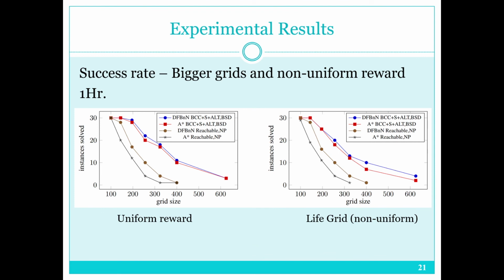The third experiment was on two domains, life grids and uniform road. It was the longest. We limited the solver to 1 hour, and here we wanted to see the number of solved instances for the 4 algorithms. We compare here A star to DFBnB, and we compare no pruning at all and reachable heuristics, the worst heuristic, to our best heuristic, biconnected component with separate alternate steps, and the fastest pruning method, the basic symmetry detection. You can see that branch and bound solves more than A star or equal to A star, and you can see that our methods help to solve more instances.